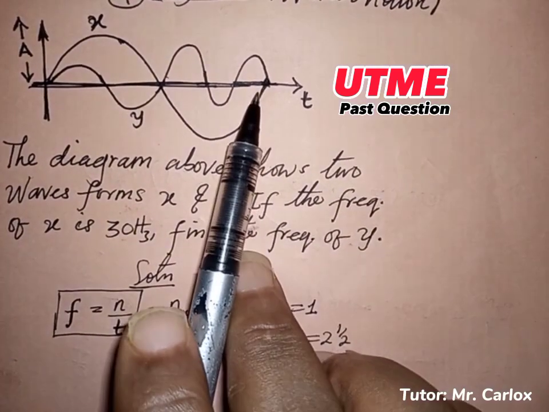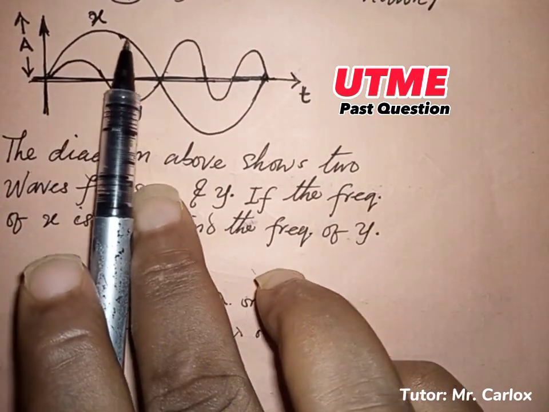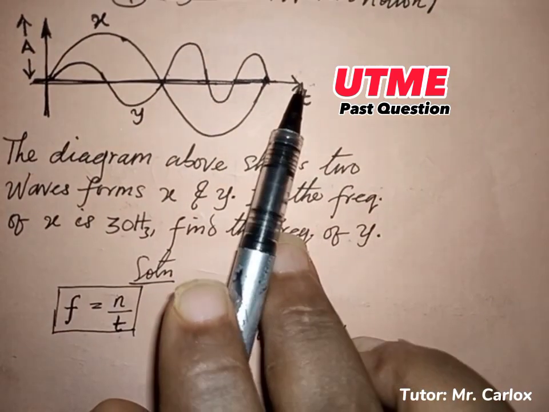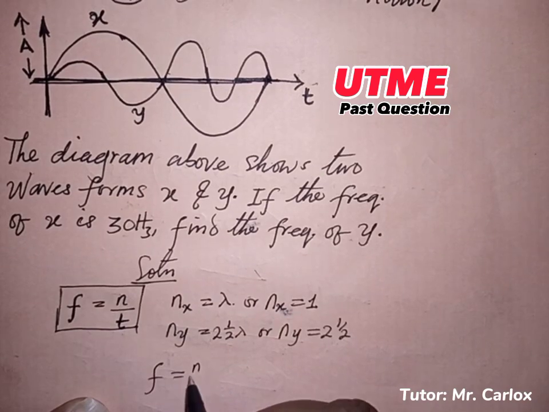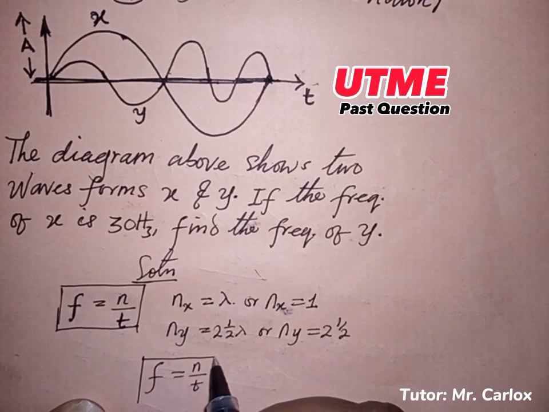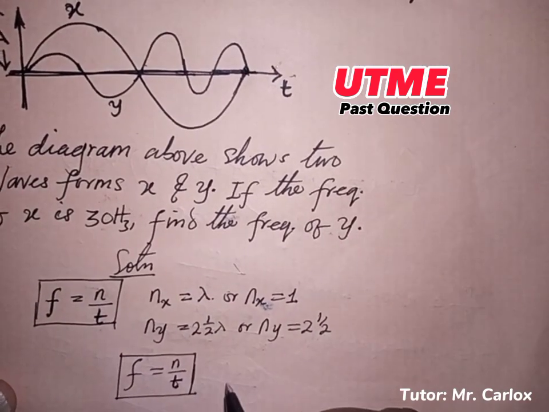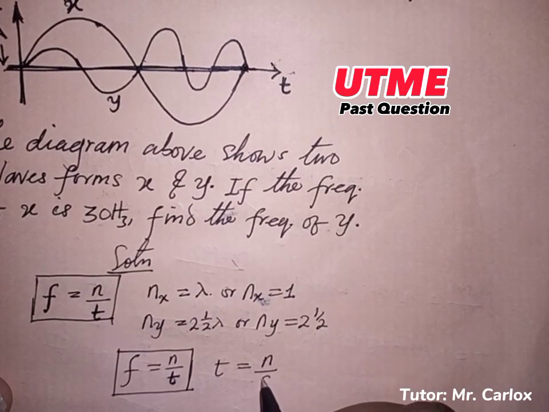Now since we have the same time of travel, it means that no matter how these waves travel, they will all stop at the same time. So the time of travel is constant. Therefore the formula will now be: F equals N over T. With T constant, T will be equal to the number of vibrations over the frequency.